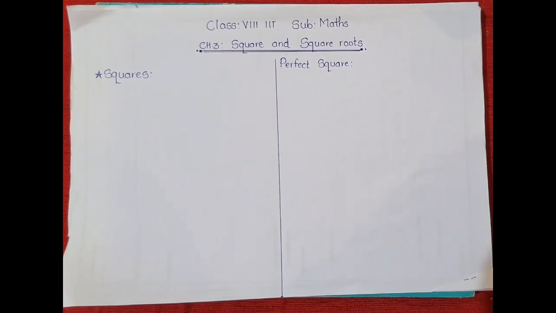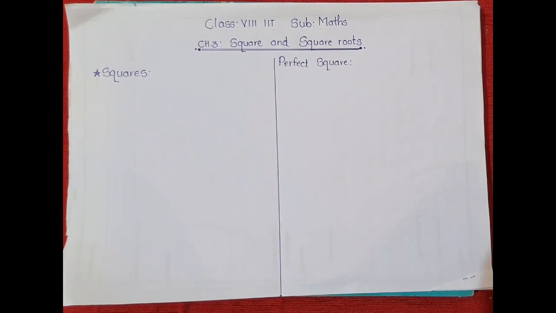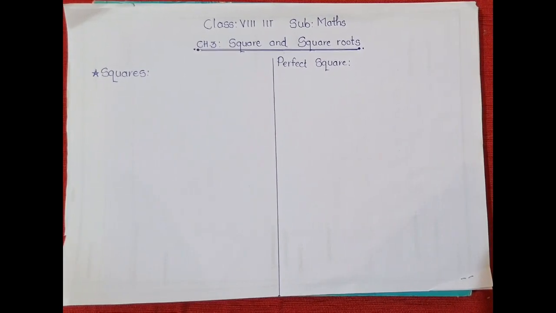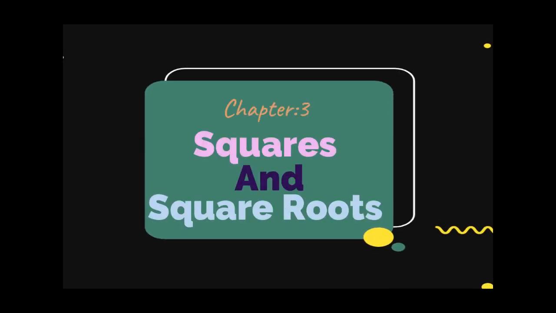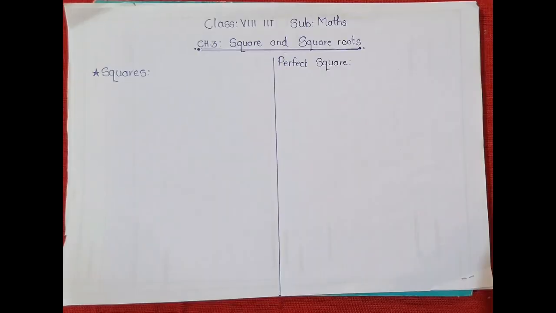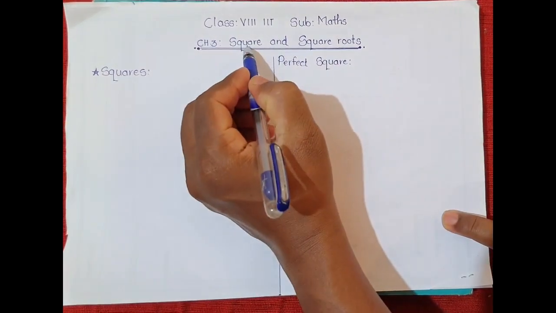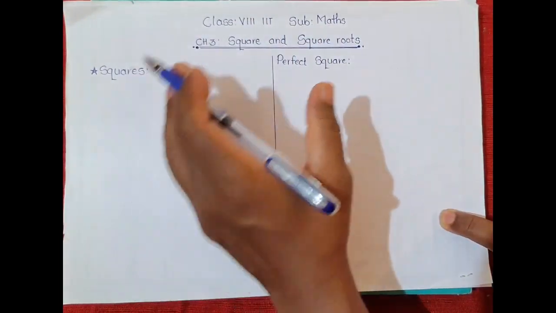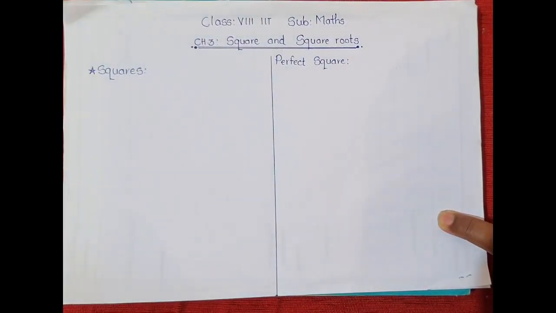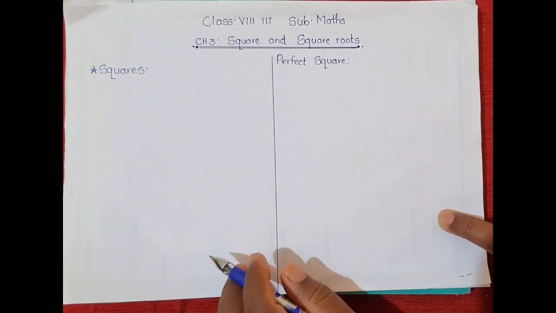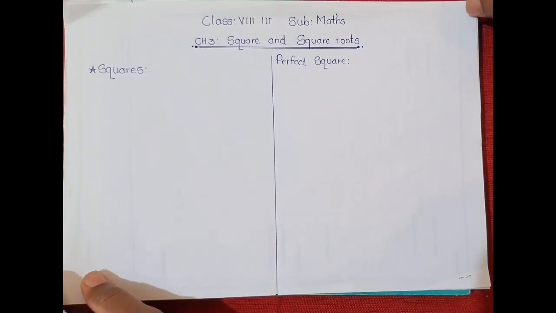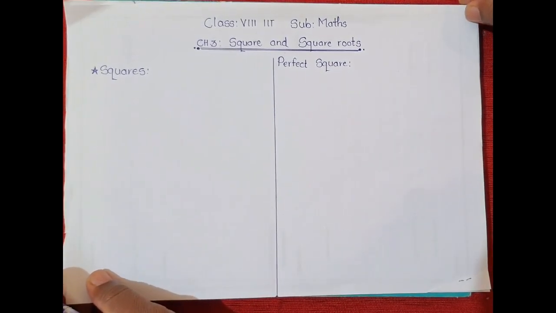Today we are going to start with the next chapter, that is chapter number 3, squares and square roots. Okay. So first of all, we will learn what a square means. In the first part, we will learn about squares. In the second part of the chapter, we will learn about square roots. Okay. So see now, what is meant by square?